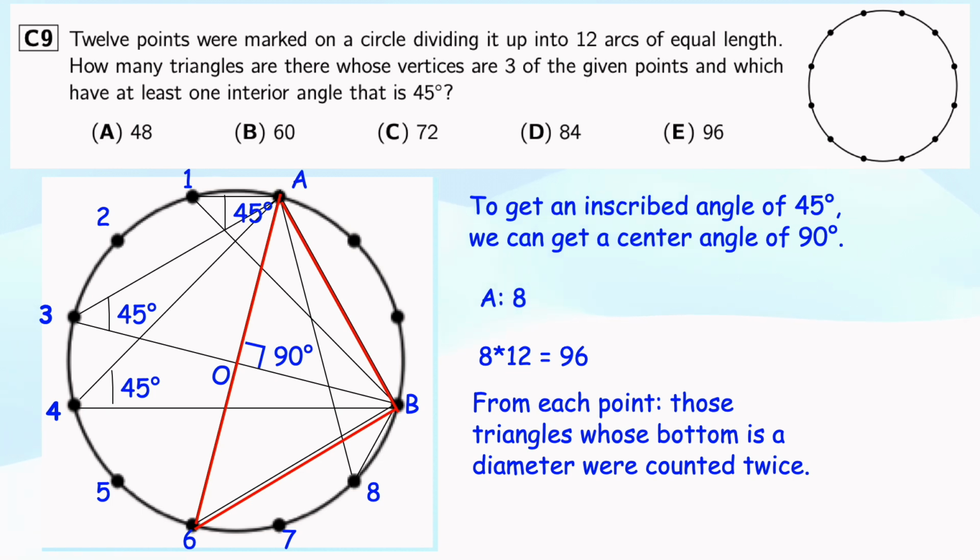So we have to adjust for those we counted twice, the triangles whose bottom is a diameter. That's 12 of them, 12 diameters. Therefore, we subtract 12. In the end, we have 84 triangles, which are unique triangles with at least one interior angle of 45 degrees.